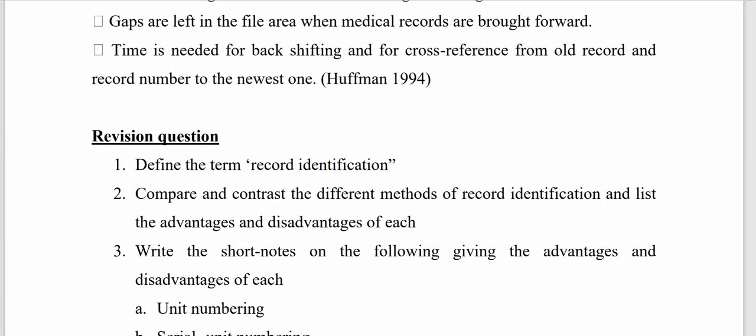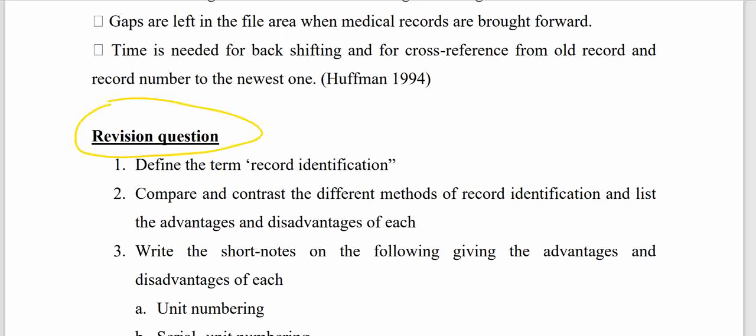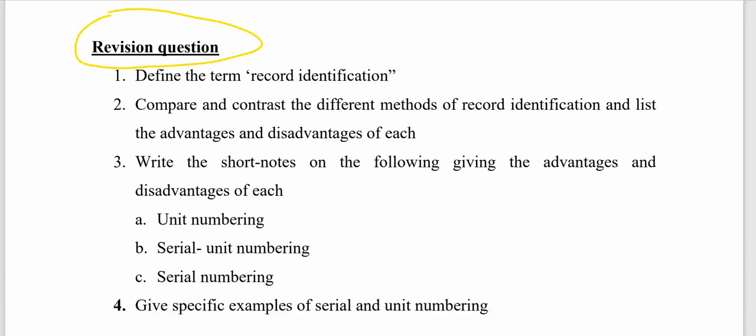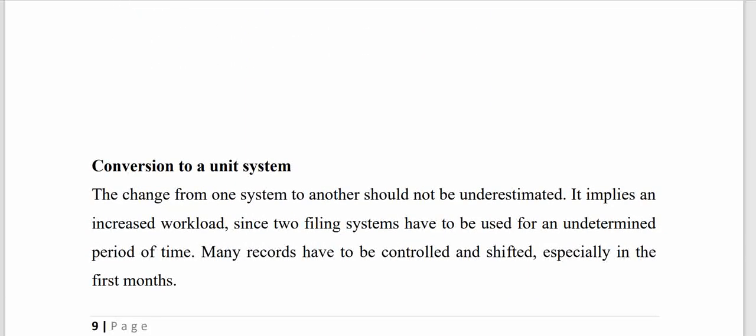Okay, so right here, I got some revision questions for you. Define the term record identification, compare and contrast different methods. So you will go through that, and then you'll be able to answer them. So that covers the topics that we have so far looked at. We have discussed unit numbering, we have discussed serial unit numbering system, we have discussed serial numbering, and basically you should be able to give examples of those as far as you understood.